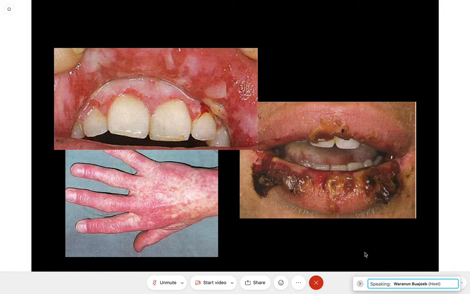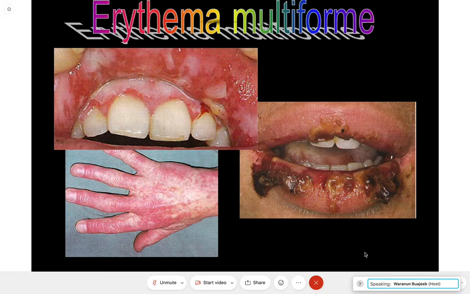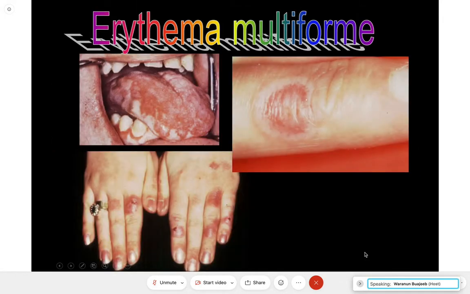Okay, we talked about viral infection already. Now let's move to the next disease, erythema multiforme. From the name, erythema means red, inflammation; multiforme means many forms, many types. You can see erythema, ulceration, crust formation affecting the vermilion border, also a skin lesion, the target lesion here on the finger, and ulceration on the tongue.